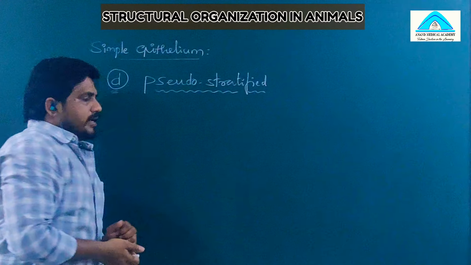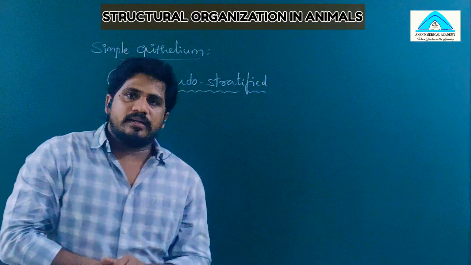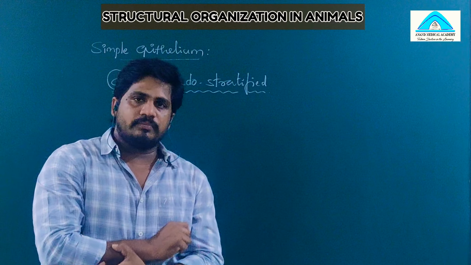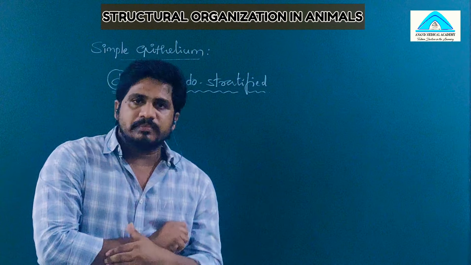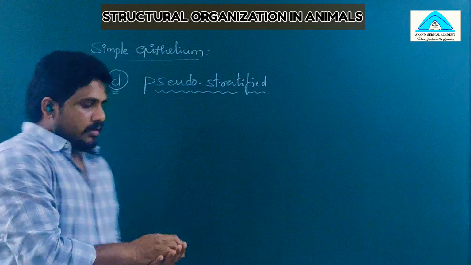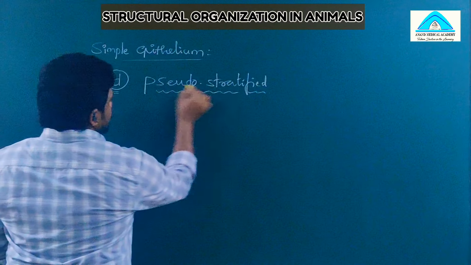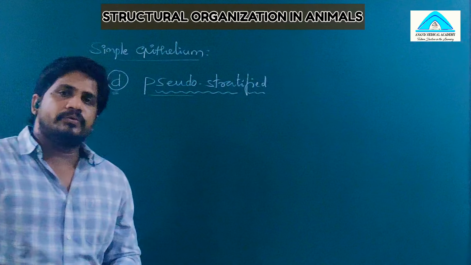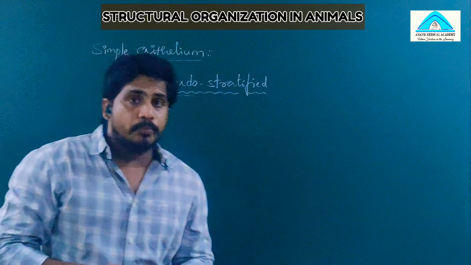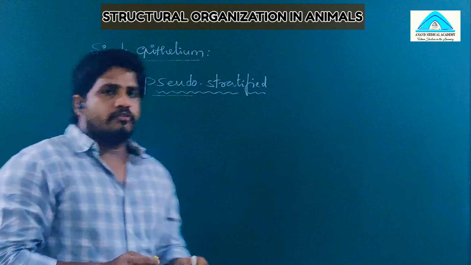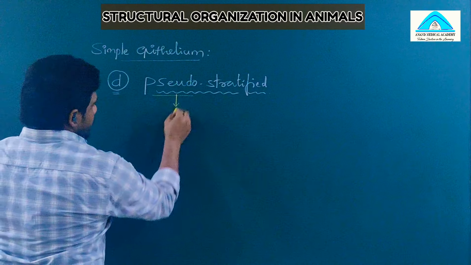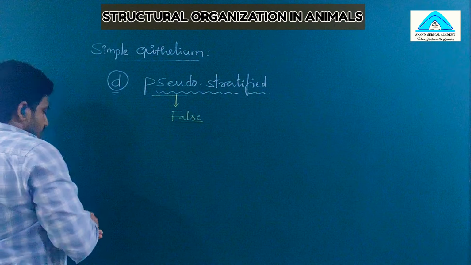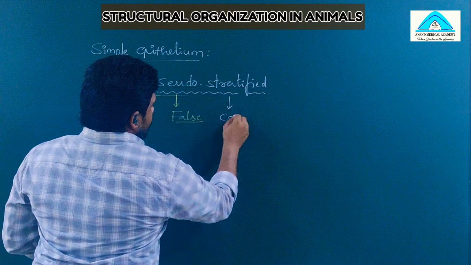In biology, generally, students feel some difficulty with the terminology, different terms and pronunciation. If you understand the meaning of the terms, it is very easy. Here we are going to learn two different terms. The first one is pseudo. Many of you know some examples like pseudopodium, amoeba. What is pseudo? False. Then what is stratified? Stratified means complex.